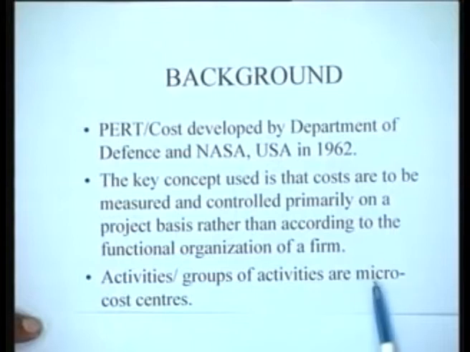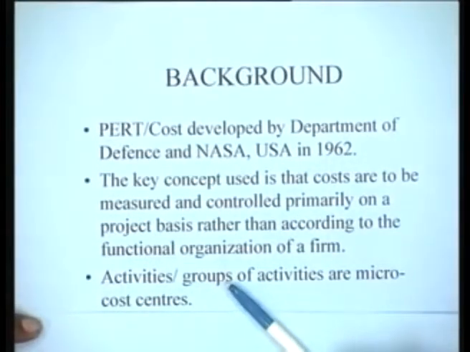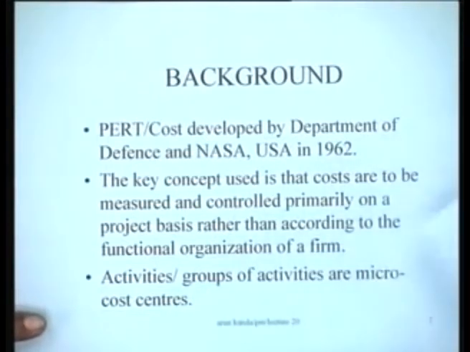And the activities or groups of activities are in fact the micro cost centers. I think this is logical, because if you have to control costs, costs should be controlled at the point where they are incurred. Costs are incurred on individual activities, on individual jobs. So if you have to control the costs, the right place to control the costs is the individual activities or the jobs. So this is in fact one of the significant things which is done in the PERT cost system.